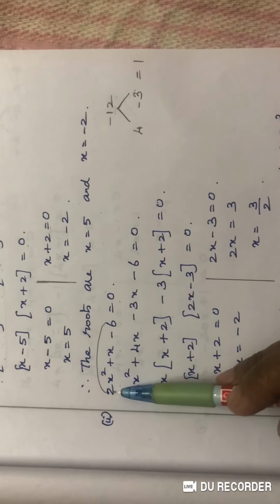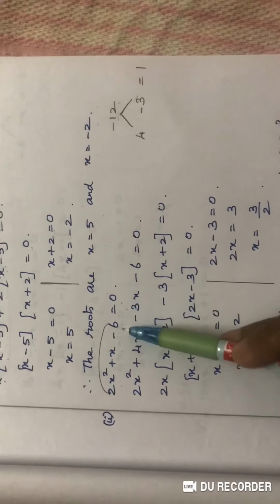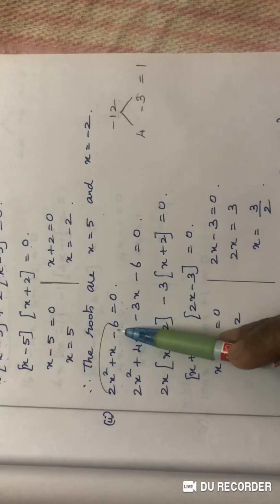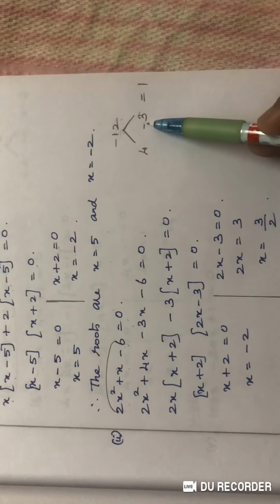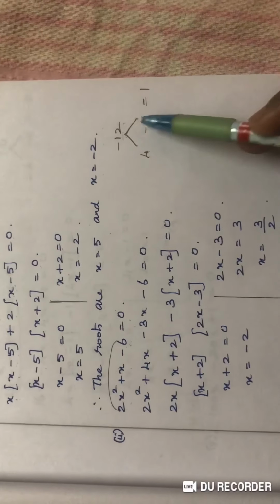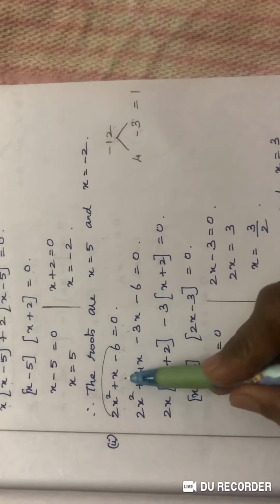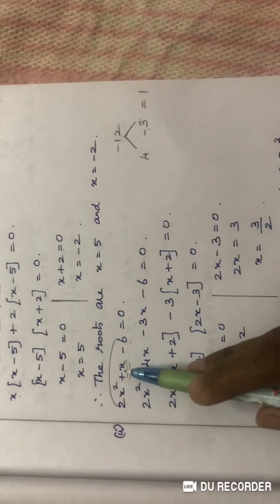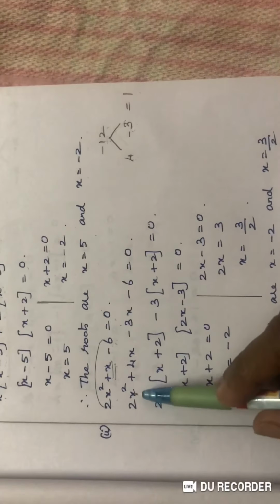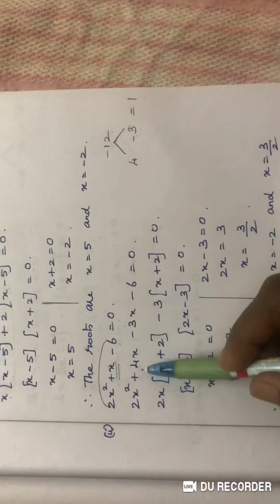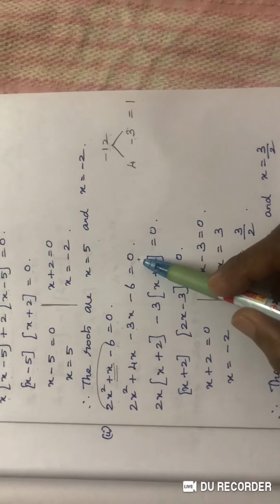Here, coefficient of x square is 2. So, we should multiply that with the constant term, minus 6. So, 2 into minus 6 will give you minus 12. Now, we should find the factors for minus 12. 4 into minus 3 will give you minus 12. When I am adding or subtracting, I should get the middle term. Middle term is 1. So, 4 minus 3 is equal to 1. Now, split the terms. 2x square, instead of this, we are splitting as 4x minus 3x minus 6 is equal to 0.